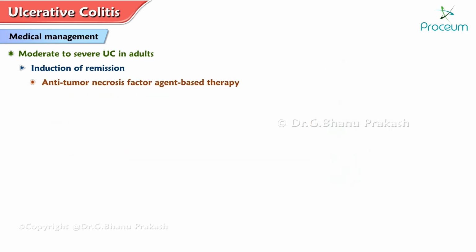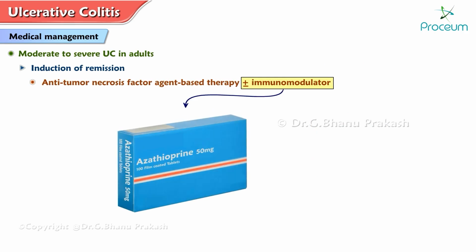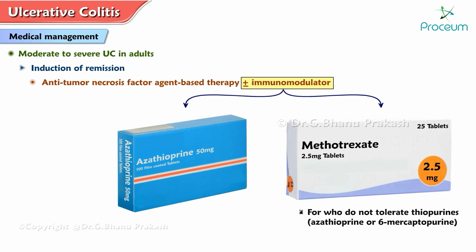Anti-tumor necrosis factor agent-based therapy, with or without an immunomodulator, for example, azathioprine, is used to induce remission in patients with moderate to severe ulcerative colitis. For patients who do not tolerate thiopurines, azathioprine or 6-mercaptopurine, methotrexate is an alternative immunomodulator.